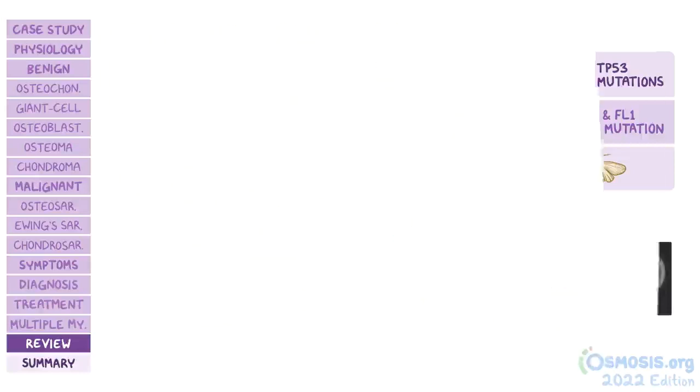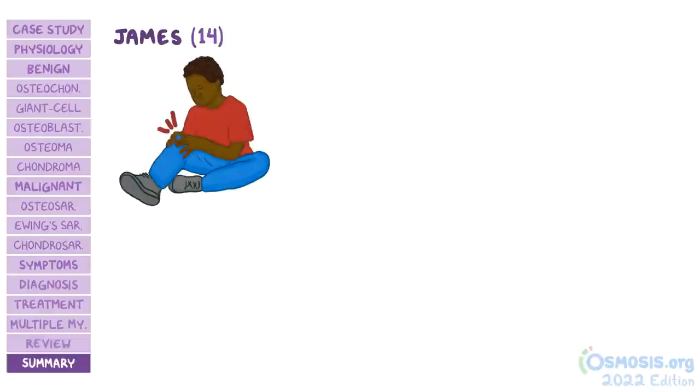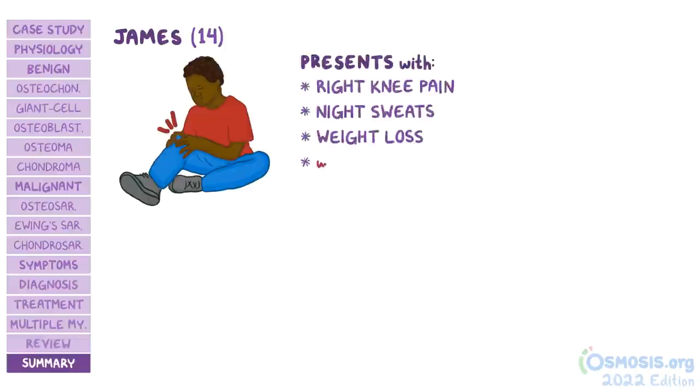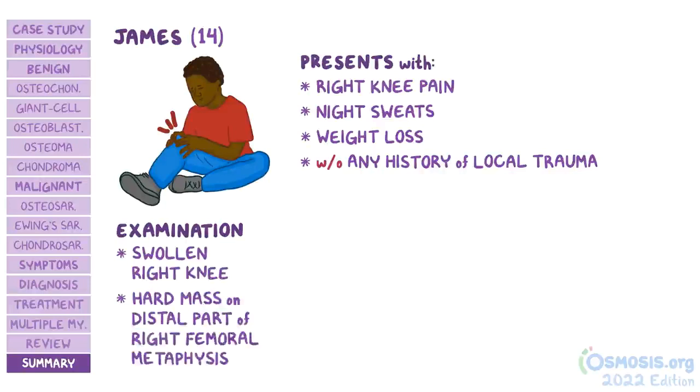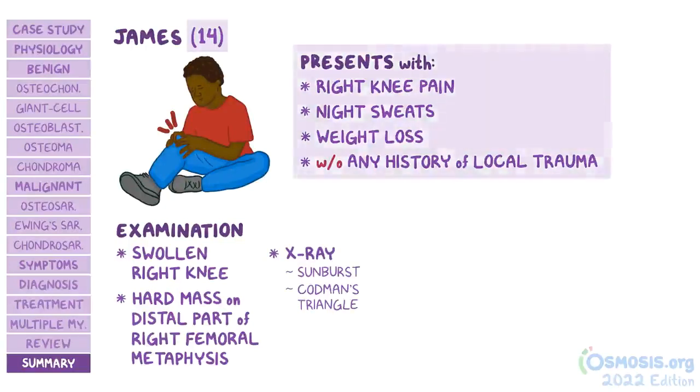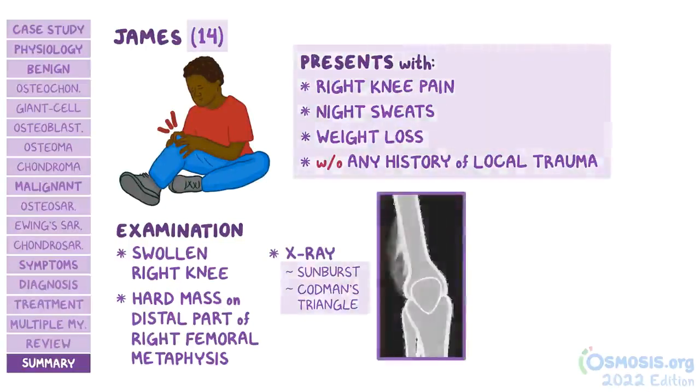Now back to our cases. James is 14 years old and presents with rather nonspecific complaints like right knee pain, night sweats, and weight loss, without any history of local trauma. Examination shows a swollen right knee and a hard mass in the distal part of the right femoral metaphysis, which was accompanied by a sunburst appearance and Codman's triangle on X-ray. Now, given his age, symptoms, and typical X-ray findings, we can assume that James has osteosarcoma.